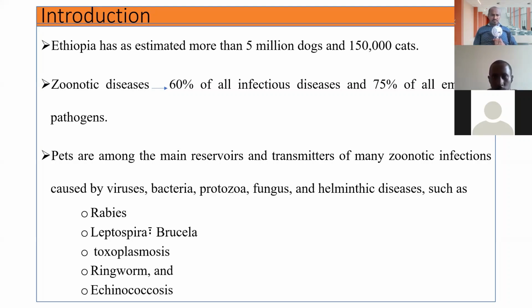So as I said before, we keep these animals for different purposes, and they become a transmitter for many zoonotic diseases that can be a virus, a bacteria or a protozoa. For example, if we look at the most common zoonotic diseases from pets, like rabies, leptospira, brucella, toxoplasma, ringworm, and echinococcus are some of the diseases which are zoonotic.